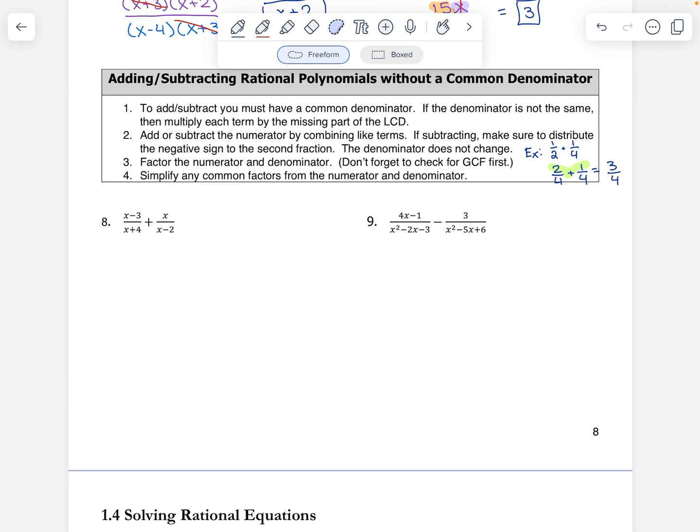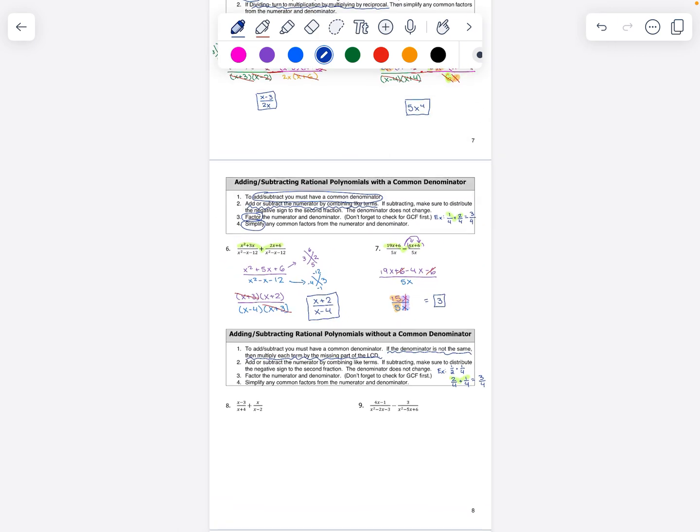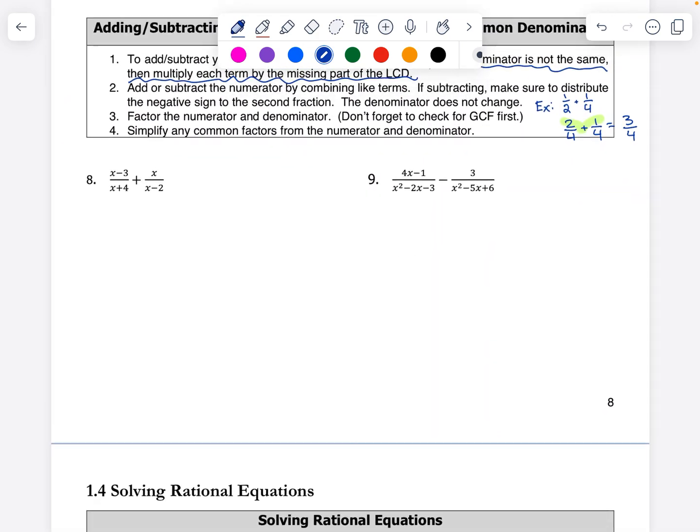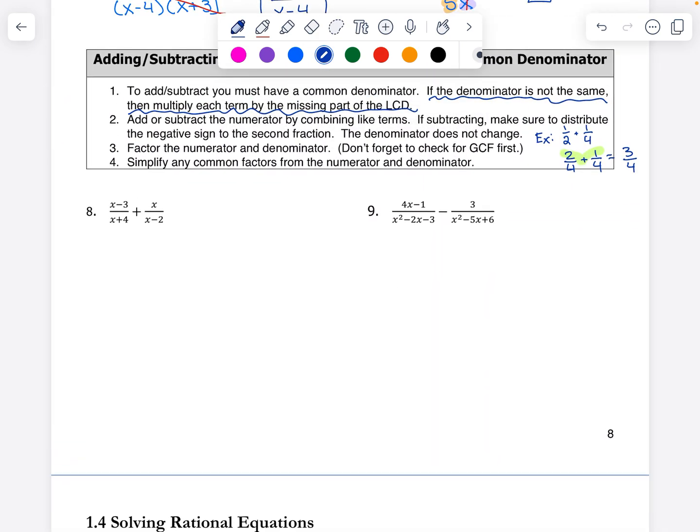So we're going to have to be multiplying factors in. So that's where it says here, if the denominator is not the same, then multiply each term by the missing part of the LCD. And then all the steps 2 through 4 are the same as the steps above here. But again, you've got to get it to be a common denominator. So let's see, what should be the common denominator in this example? If we take a look, let's think what our LCD is going to be.